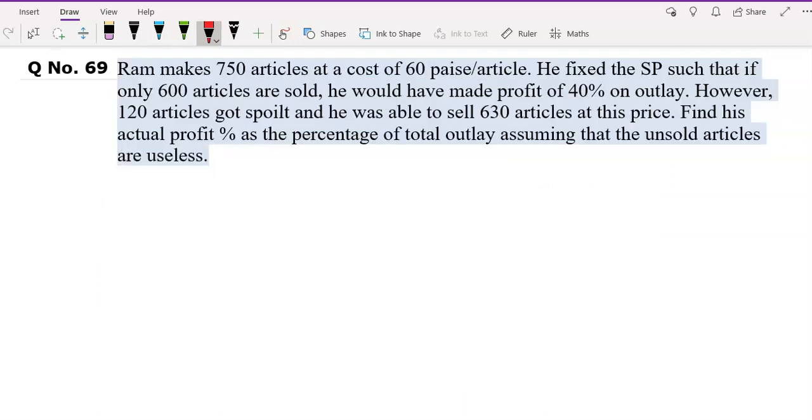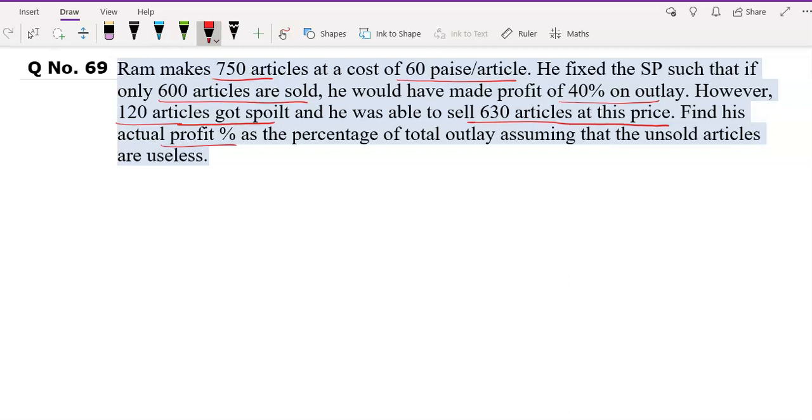Question number 69. Ram makes 750 articles at a cost of 60 paise per article. He fixed the selling price such that if only 600 articles are sold, he would have made a profit of 40% on outlay. However, 120 articles got spoiled and he was able to sell 630 articles at this price. Find his actual profit percent as the percentage of total outlay, assuming that the unsold articles are useless.